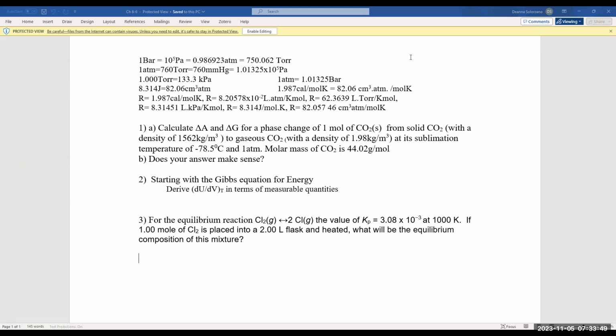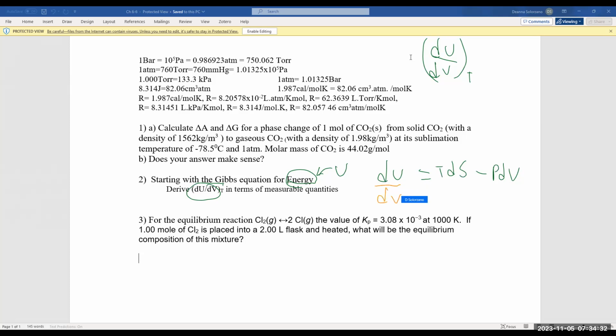So for number 2, we're looking for the Gibbs equation for energy. Energy is U. And our Gibbs equation then is dU is equal to T dS minus P dV. We're deriving with this, so dU over dV at constant temperature. I like to think of it as just dividing each by dV. So to make this by dV, we just divide everything by dV, which means that these dVs are going to cancel out, and we're going to be left with S dV. And of course, you've got to add the by T just to all of them.